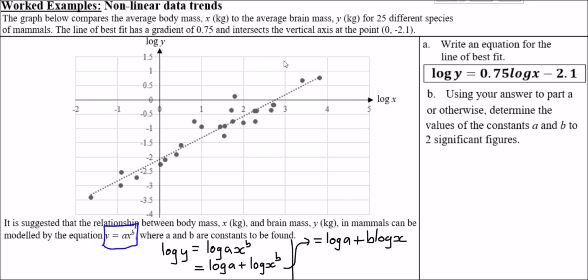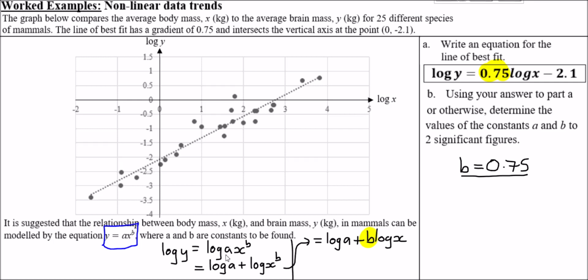And so comparing to what we have up here, we now know that this b, which comes before the log x, must relate directly to the 0.75. So we know straight away what b is. b is 0.75. So let's write this down. And that's nicely to 2 sig figs as it is. So b is 0.75. Now we need to think about what a is, this constant here.